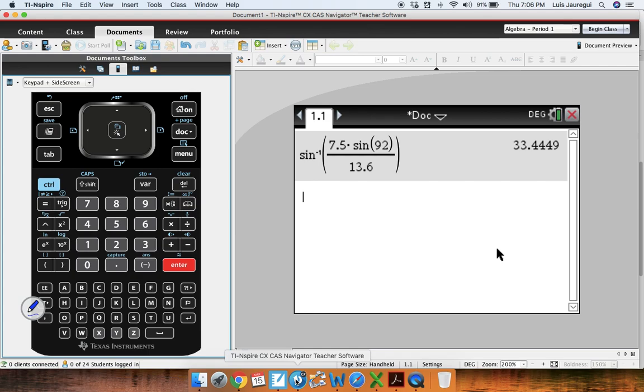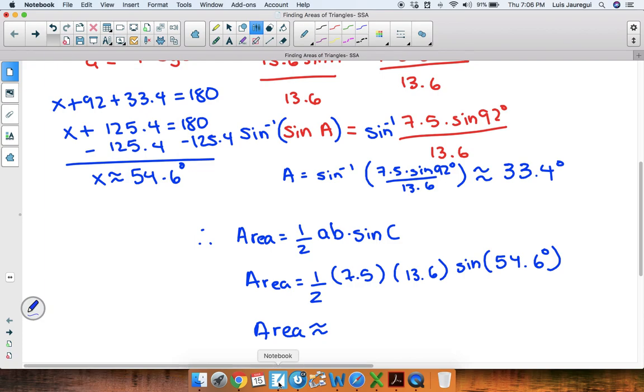So we can type 1/2 times 7.5 times 13.6 times sine of 54.6. And let's go ahead and hit Control Enter. And notice that the area is about 41.6 after we round to the nearest tenth. So going back to the problem, we say that the area is about 41.6, in this case yards squared.